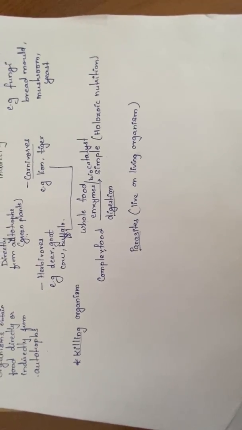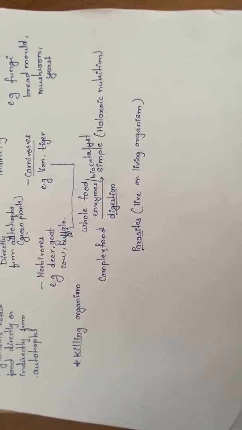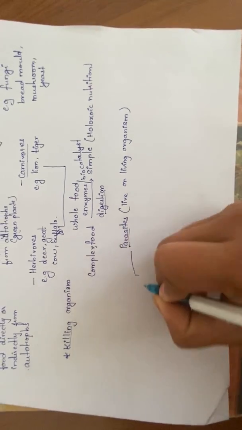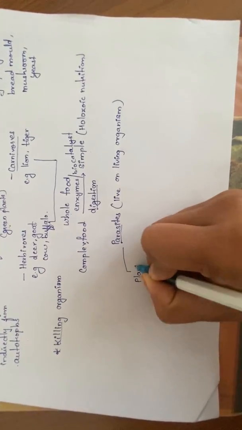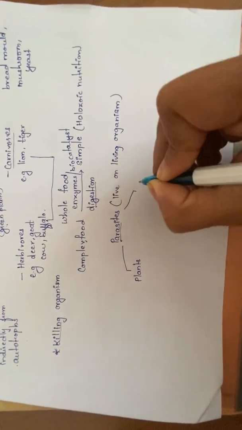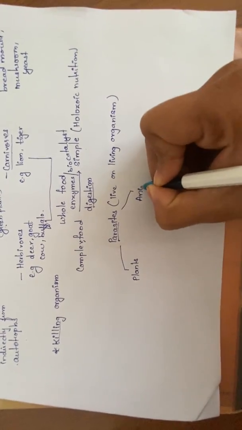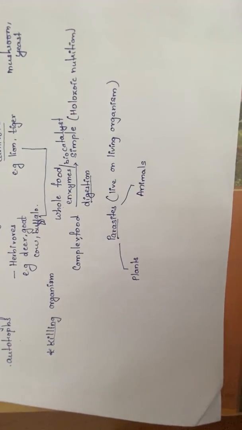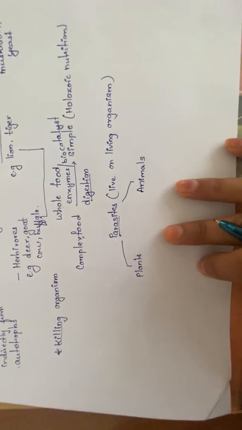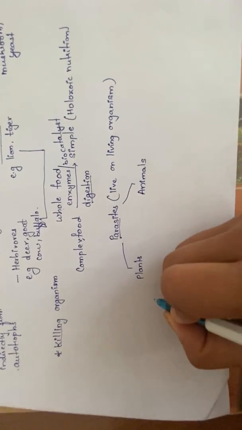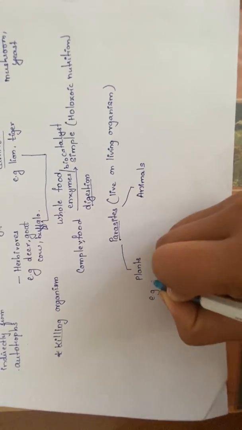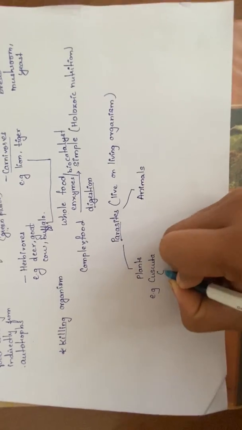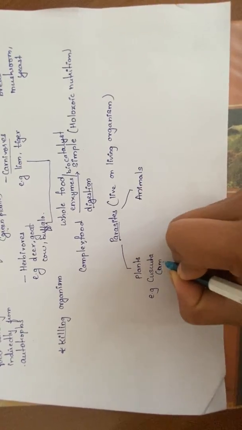Where are these parasites present? There are a variety of parasites you will find. They can be found on plants as well as animals. That means there are plant parasites and animal parasites also. An example of a plant parasite is Cuscuta, which is also called Amar Bel in Hindi.